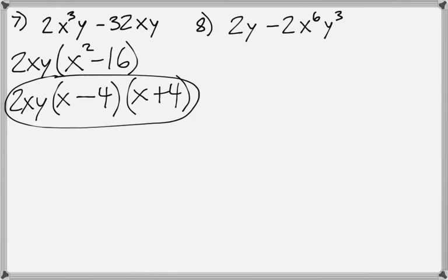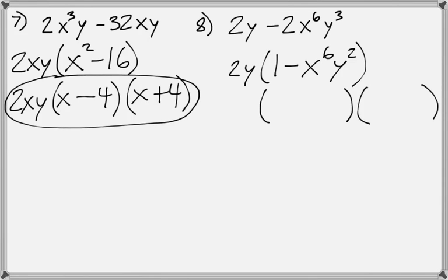With question number 8, again, this is not a difference of two squares, at least right now. But if I factor out a GCF, and I can factor out a 2y, that will leave me with 1 minus x to the 6 y squared. And this actually is a difference in two squares. So a minus and a plus.